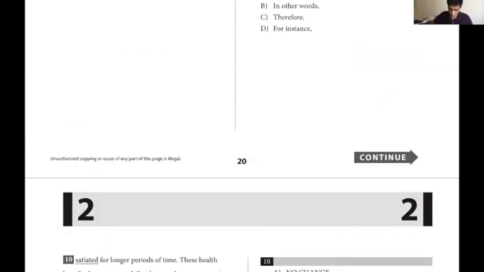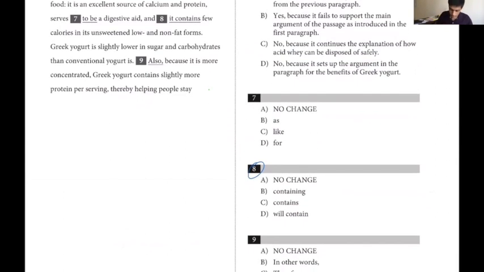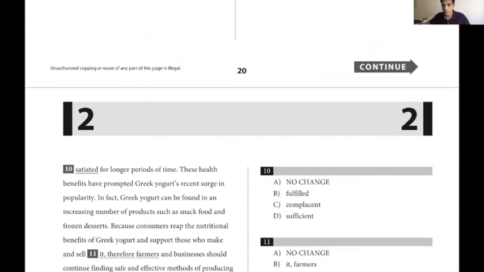One more time. This is the sentence. And this is the answers. Okay. 4, 3, 2, 1.